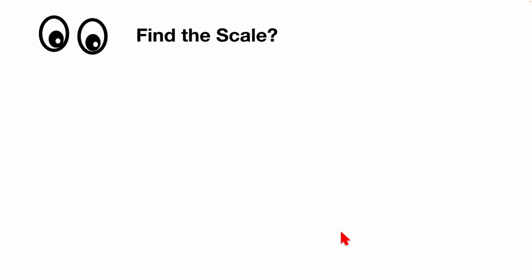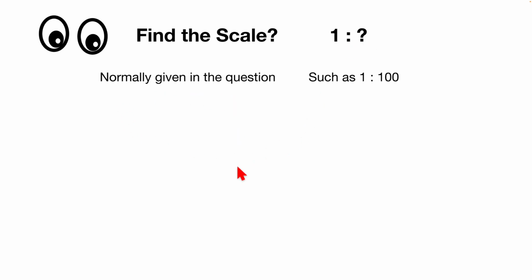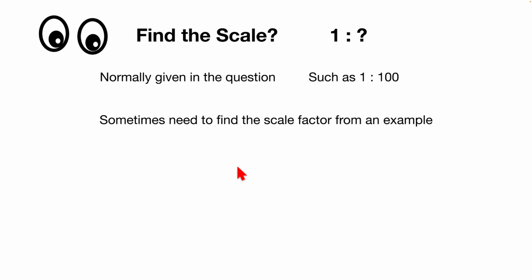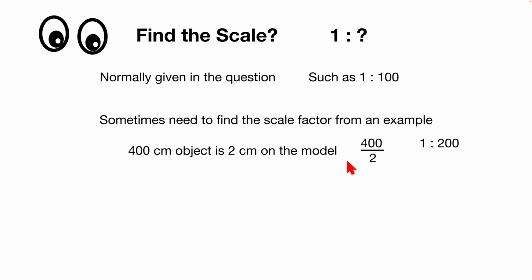What do we look at first? In any question you find the scale, it's going to be something like 1 to, and then a big number. Normally it's given in the question, such as 1 to 100, but sometimes you need to find the scale factor from an example. For example, it might tell you there's a 400 centimetre object that is only 2 centimetres on the model. So the scale factor is 400 over 2, which equals 1 to 200.